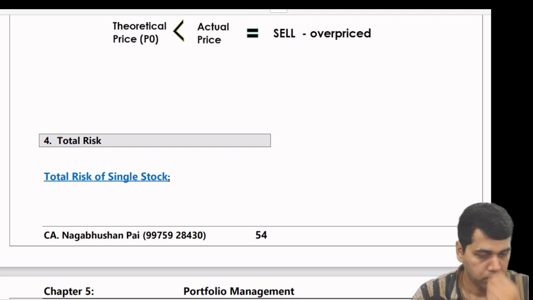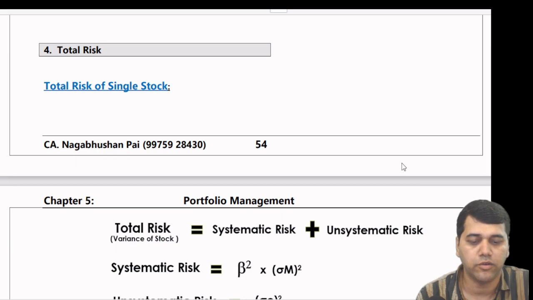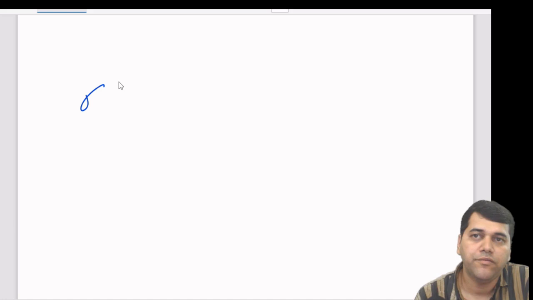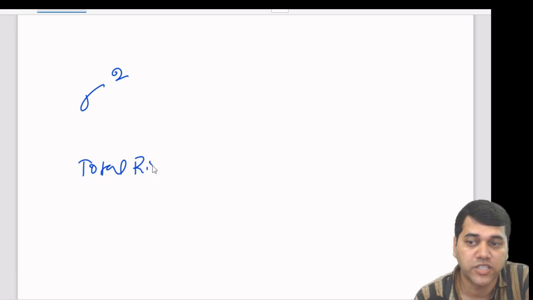See now, the total risk of a single stock. What is this concept of total risk? We already discussed that risk is nothing but the standard deviation. We cannot talk in standard deviation here because it is a square-rooted value, so we will talk in terms of variance. That is called total risk. Understand? Total risk of a stock is nothing but its variance. Total variance is total risk.